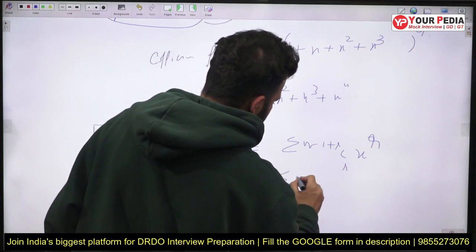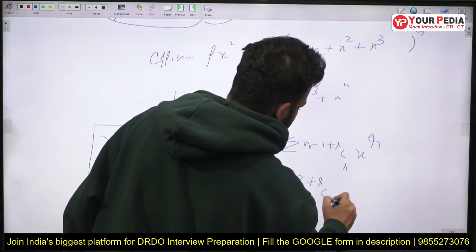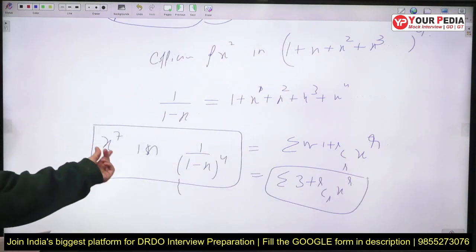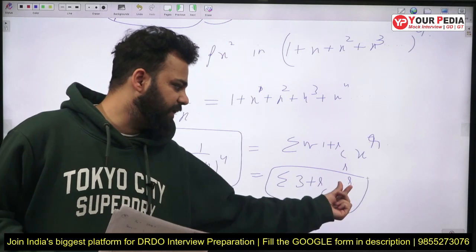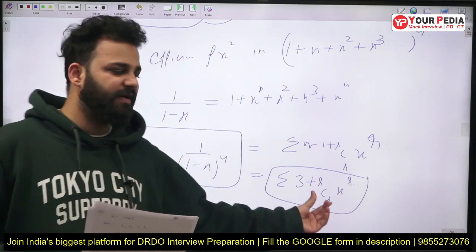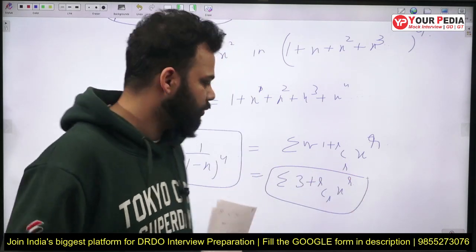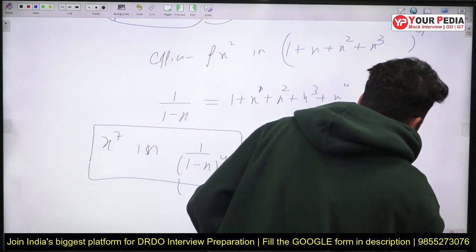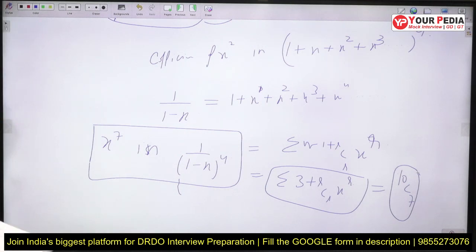So 4 minus 1 is 3, plus r, C r, x raised to power r, and we have to find the coefficient of x raised to power 7 in this. So the value of r will be equal to 7. The answer will be 7 plus 3, that is 10, 10C7 will be the answer to this question. So let's try some other question.